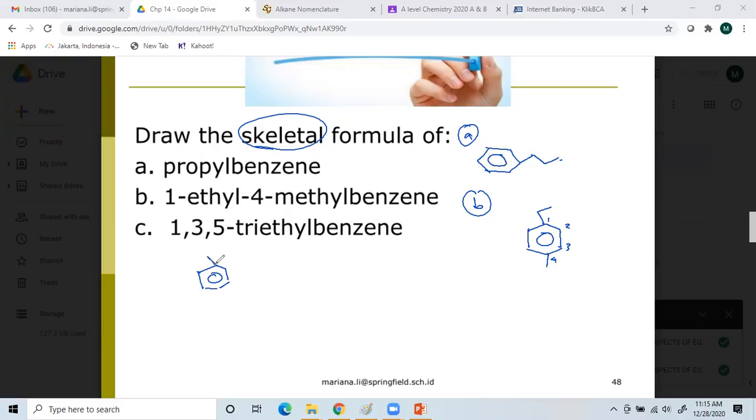1, 3, 5 triethyl. 1, 3, 5. Okay. Like virus, yeah. 1, 3, 5 triethyl benzene.